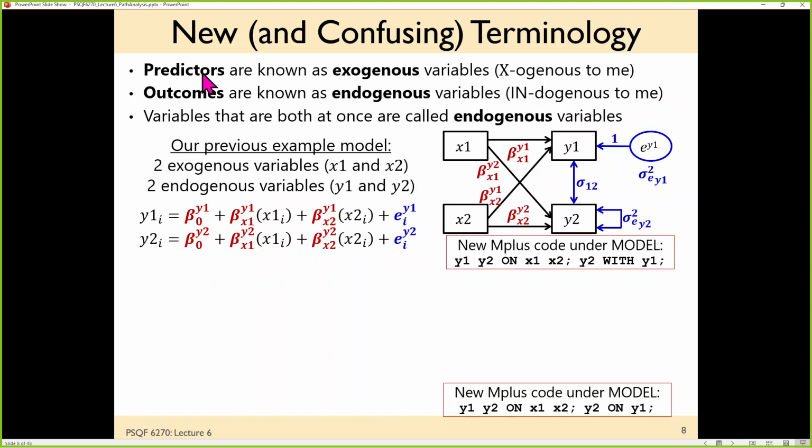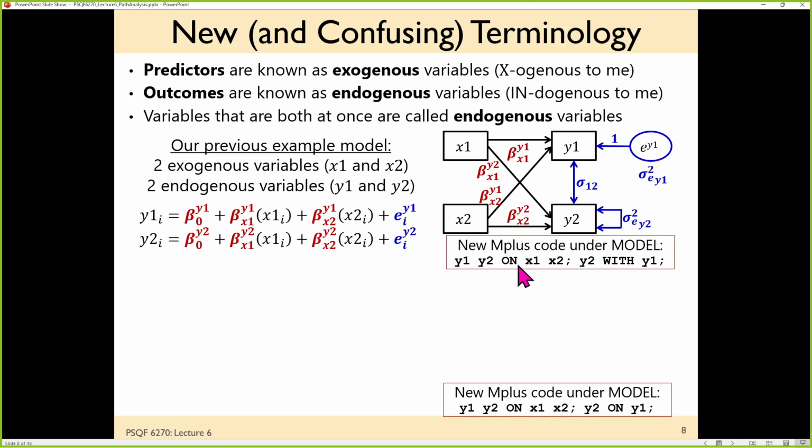So I think of predictors as x's in my notation. So exogenous means it's an x variable to me. Likewise, endogenous means the arrows are going in, so it's endogenous. So in this example that we just saw, I have 2 exogenous variables, x1 and x2, because they are predictors. I have 2 endogenous outcomes, y1 and y2. They are not predictors, they are only outcomes, and they are related to each other. And in M+, this is all you would need to write to fit this model.